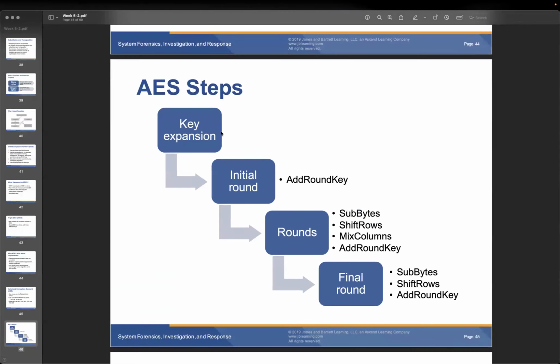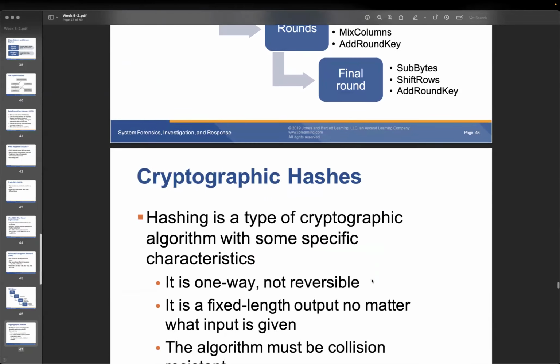For the steps we're taking, first we have the key expansion, and then we start our initial round by adding the round key. Then for the rounds, we substitute the bytes, shift every row, mix the columns, and then add the key. We just keep repeating this until the last final round, where we substitute the bytes, shift the rows, and add the round key, and that's it. We do not mix the columns anymore.